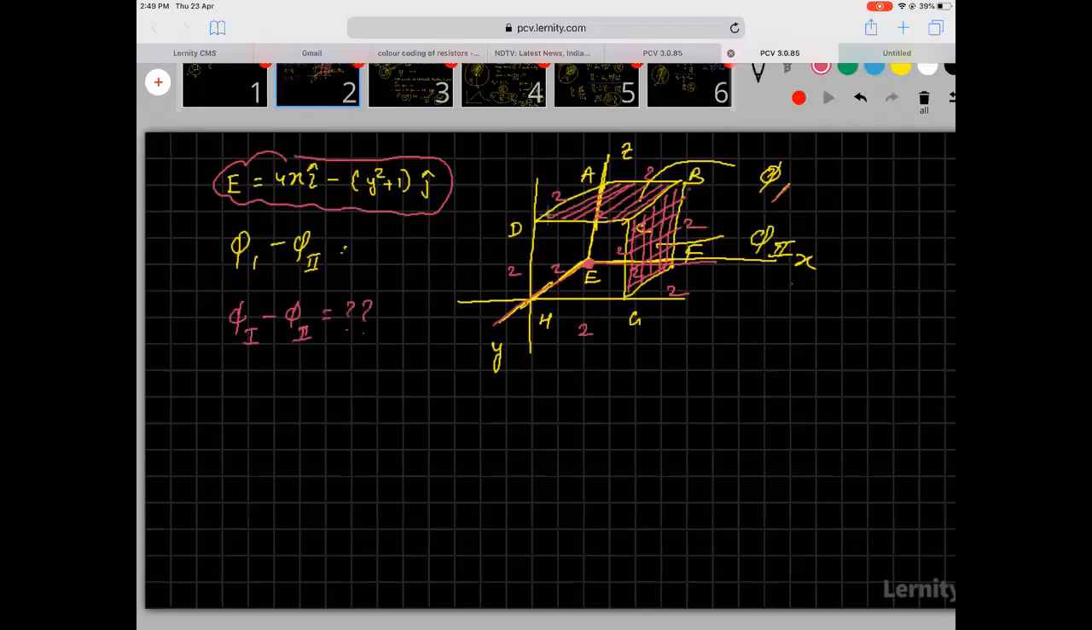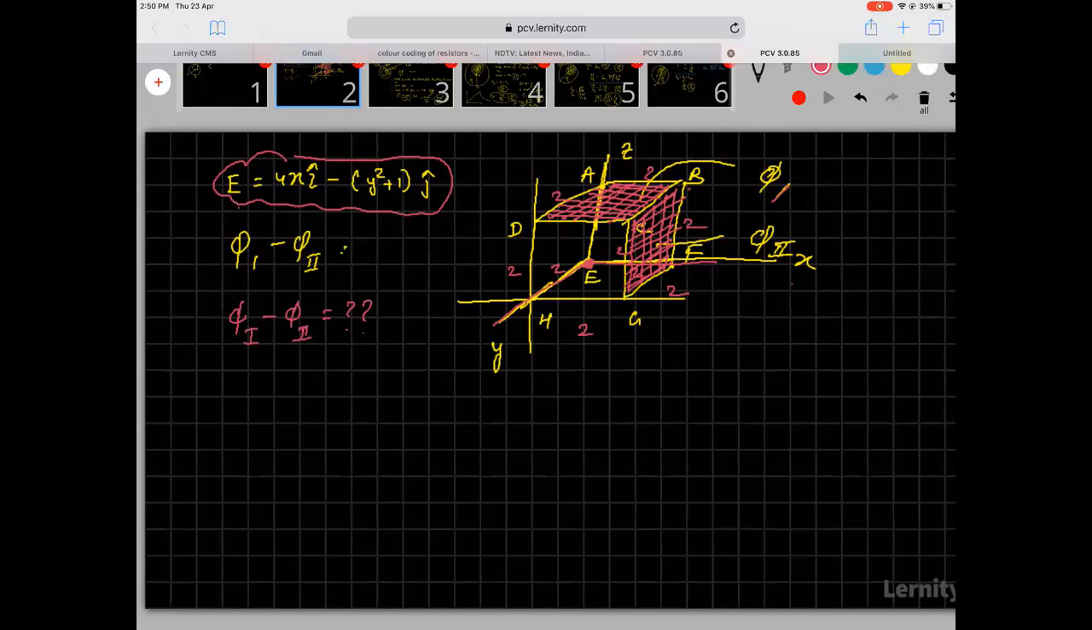Phi 1 is the flux through the surface here. Phi 2 is the flux through the surface given here. These are all cubes of dimension 2. The electric field in the region is 4x i cap minus y squared plus 1 j cap. The question is, what is the flux through this? So let me try to help you find out.